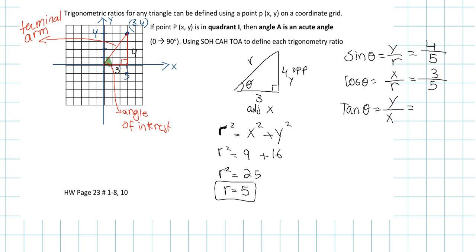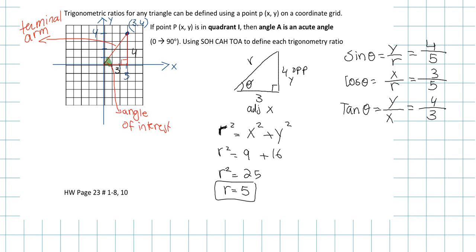So the most important part here is to be able to draw the triangle properly. Make sure that when you're drawing the triangle, first of all, you're locating your point. You're drawing the terminal arm between the origin and the point, and then dropping the vertical line coming down to the x-axis. The longest part starts from 0, the intersection of x and y. Always.